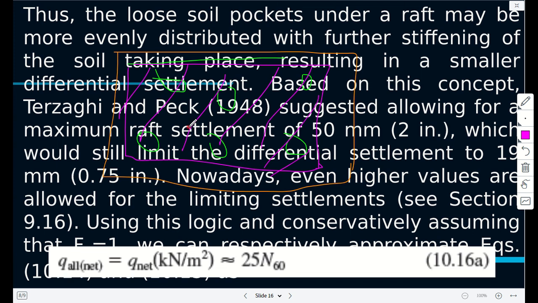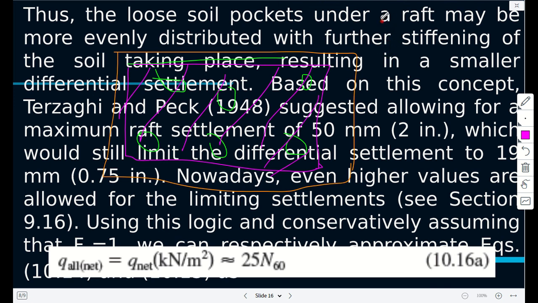So if there is stiffness, then we can have kind of a stiff material. Then we can consider an even distribution of the load over the area, such that the weak place does not carry a lot of stresses. So that will limit what we call differential settlement.